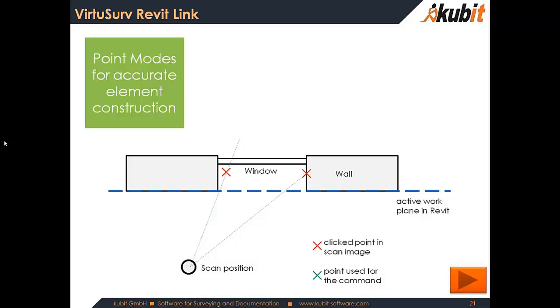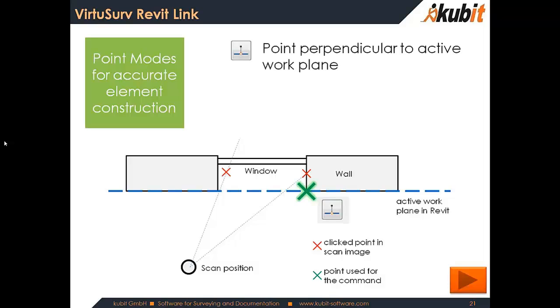You saw that you need only 2 clicks to create some BIM elements, and if you needed a little bit more precise, more accurate element construction, VirtuSurv provides 2 point modes to do that. First of that is a perpendicular point to the active work plane. That means you click a point in the scan and VirtuSurv will calculate the perpendicular point to the active work plane, which is set in Revit.